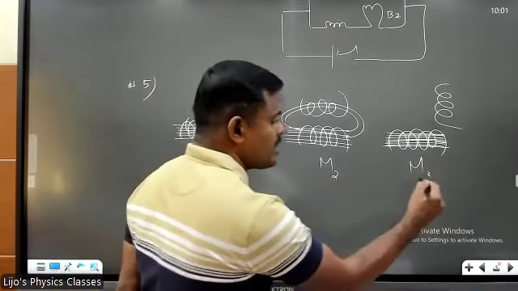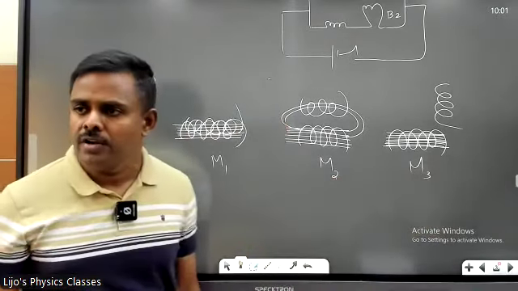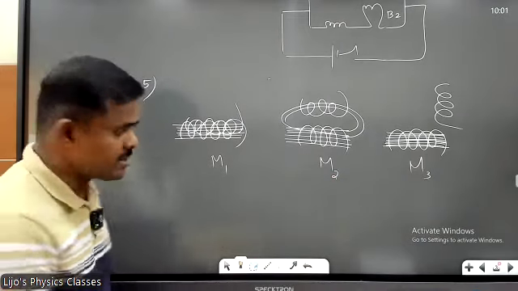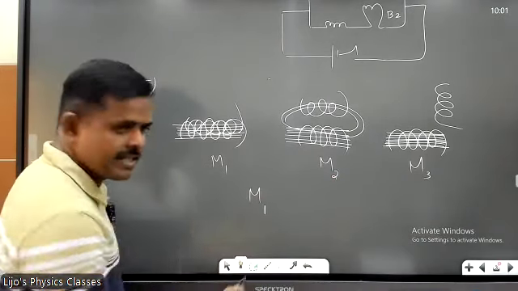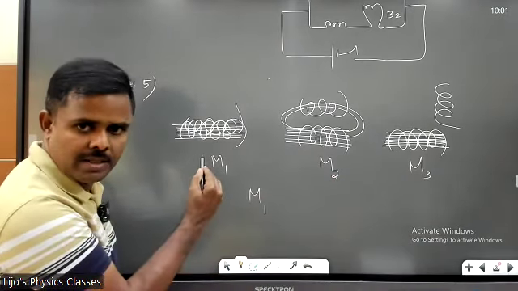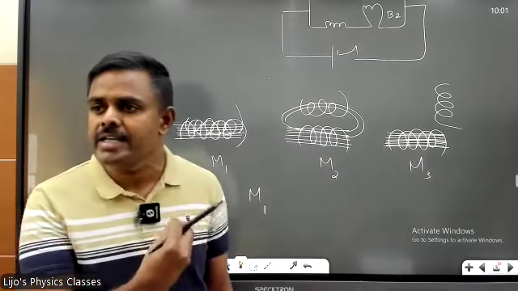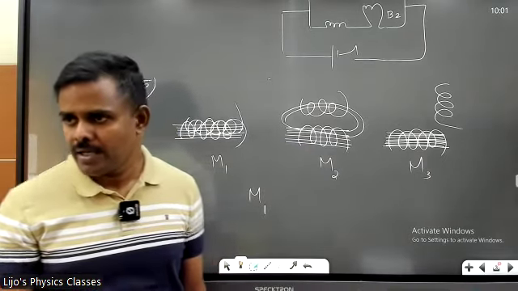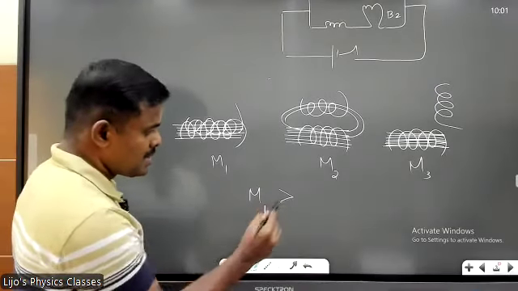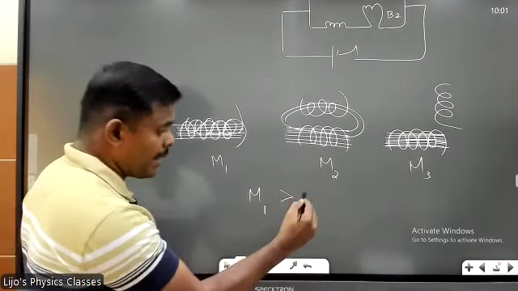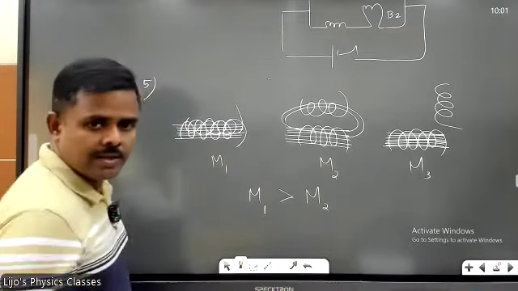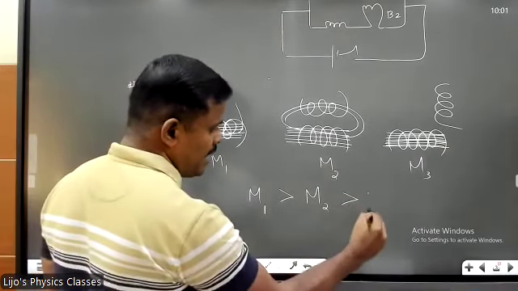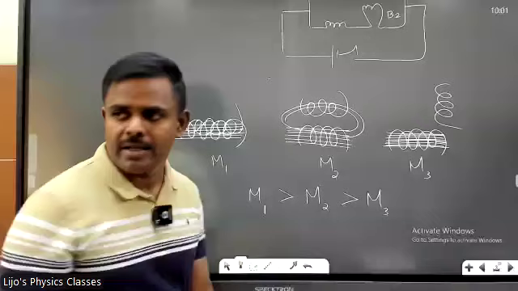What was the board question? Arrange them in the order of mutual inductance. Who is the biggest one? M1 is the biggest one, right? Maximum coupled. It is called perfect coupling, tight coupling, 100% coupling. Second one is a little less than that, M2. Then the third one, it is null, almost zero, loose coupling.